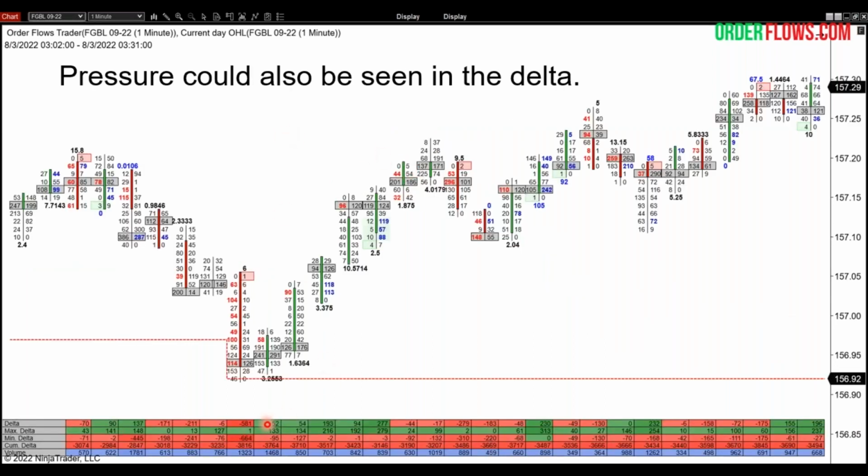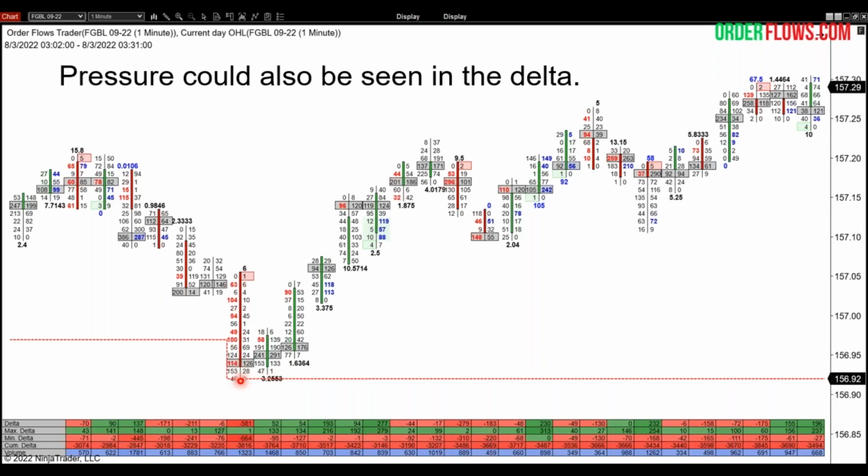You could also look at delta, right? You could see the change in delta, right? Because delta is the net difference between aggressive buyers and aggressive sellers in a bar. So while imbalances deal internally in the bar, at specific levels in a bar, with the differences between aggressive buying and aggressive selling, delta gives you sort of the net for the bar.